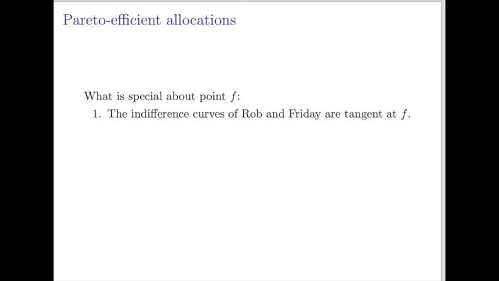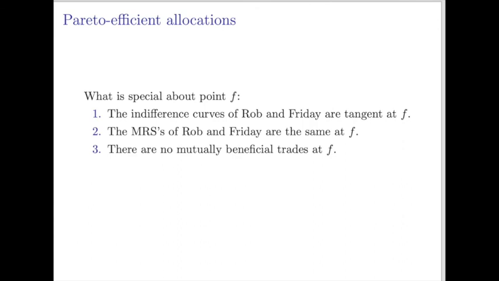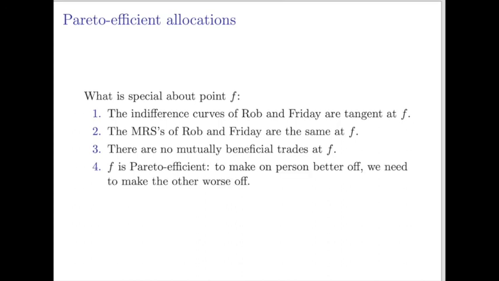So what's special about this allocation, this particular point F? Well, as you can see in the picture, the indifference curves of Rob and Friday are tangent to one another. What that means is that the marginal rates of substitution of Rob and Friday are exactly the same at the allocation F. So there's no mutually beneficial trade available at F. So once we're at F, is there any further trade that's mutually beneficial to these guys? And the answer is no. So F is Pareto efficient. In order to make one of these people better off, you're going to have to make one of them worse off.